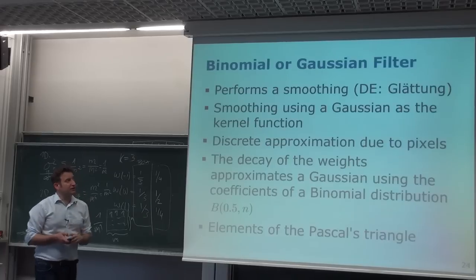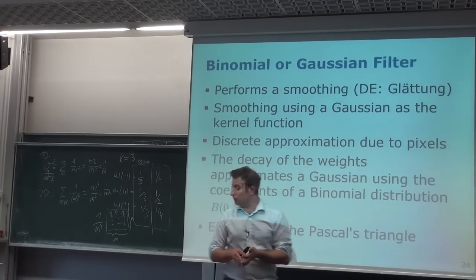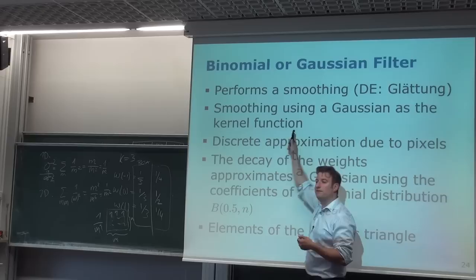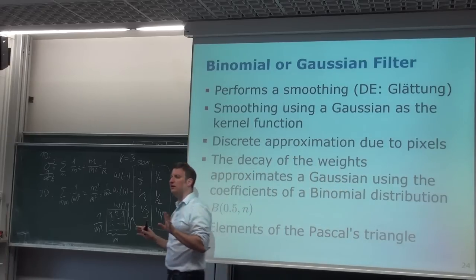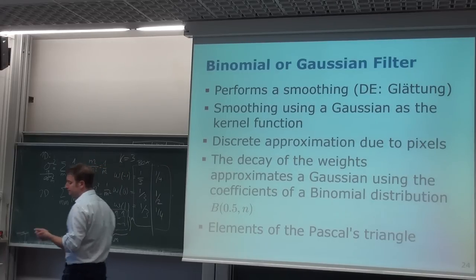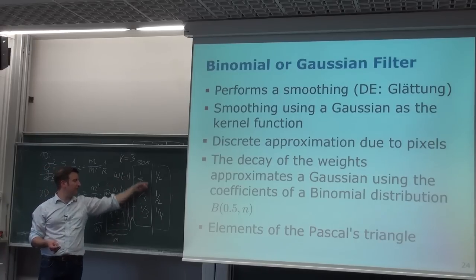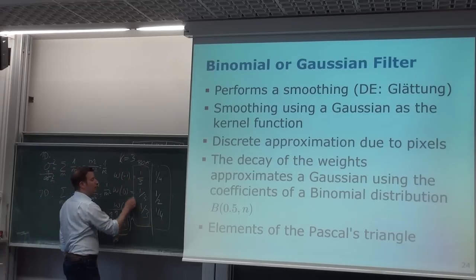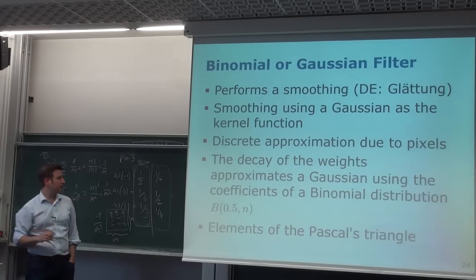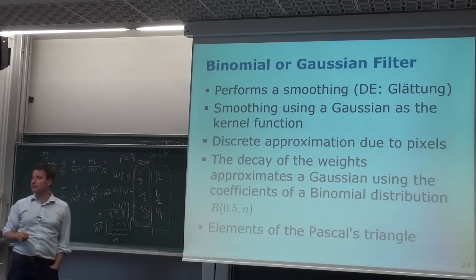So this filter also performs smoothing. It smooths the input image to produce the output image, and it gets its name from the kernel function that it uses. It's exactly the same technique, using the convolution to compute the new intensity values, but instead of using a constant function as for the box filter, it simply uses the Gaussian distribution. So W is a normal distribution.